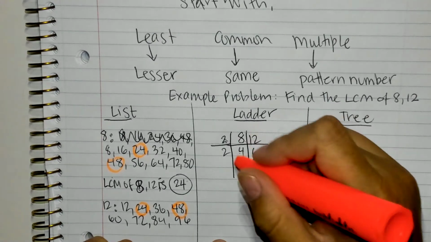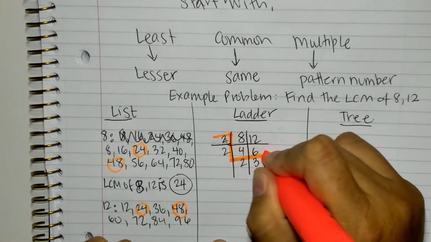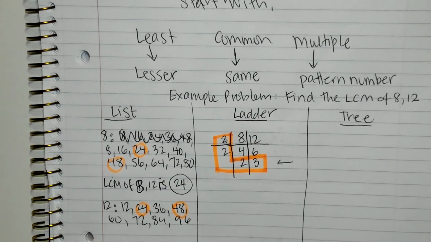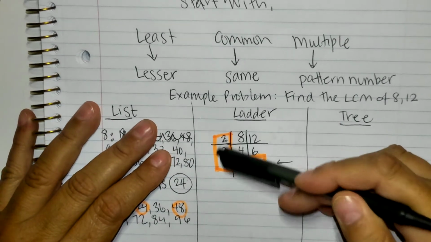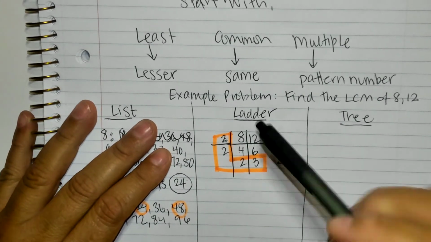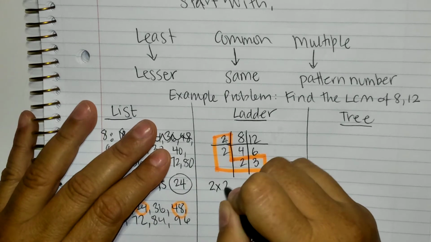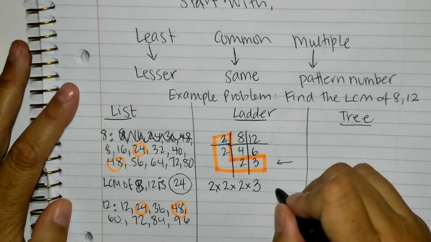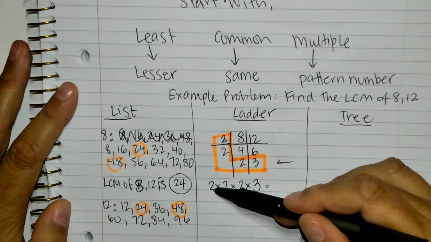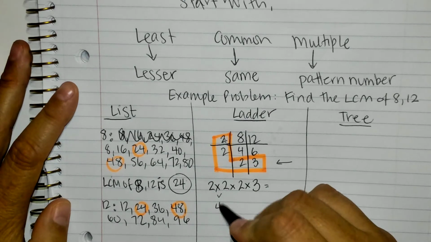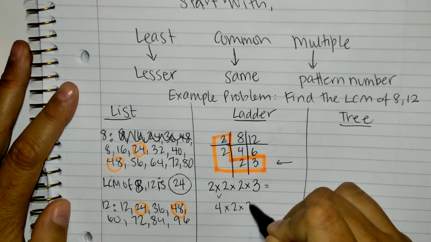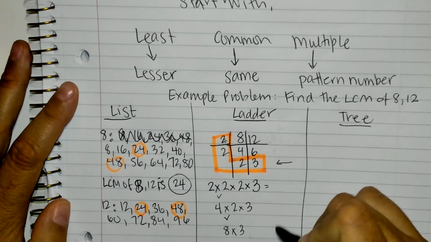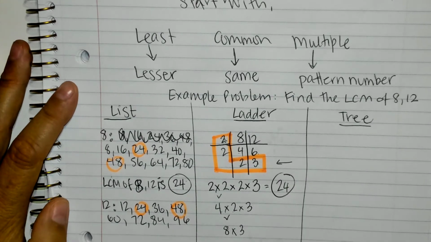Now, once I have the smallest that I can go without breaking these down anymore, I'm going to multiply the L for least common multiple. So, as you can see, L for least common multiple, I have to multiply 2 times 2 times 2 times 3. And that's going to tell me what the least common multiple is. So 2 times 2 is 4. 4 times 2 is 8. 8 times 3 is 24.